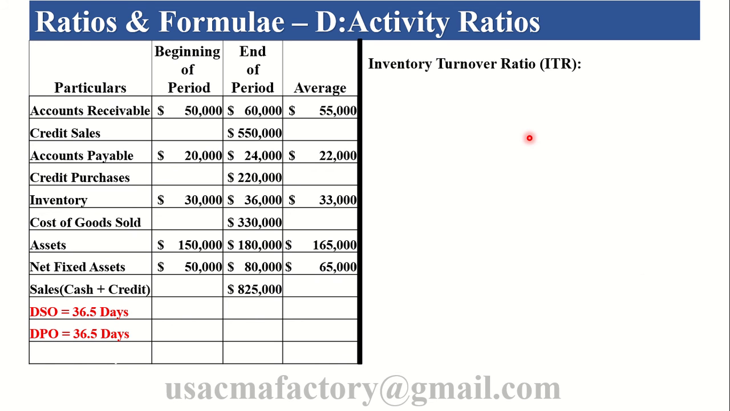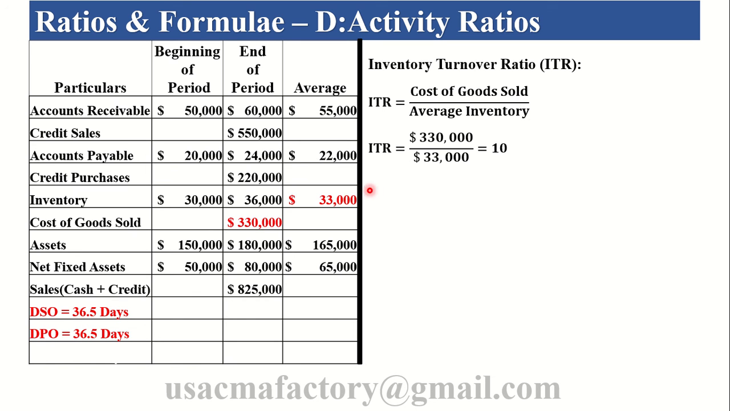Inventory turnover ratio, ITR, is equal to cost of goods sold divided by average inventory. So average inventory 33,000 and cost of goods sold 330,000. 330,000 divided by 33,000 is equal to 10. So inventory turnover ratio ITR is equal to 10. So days inventory outstanding.